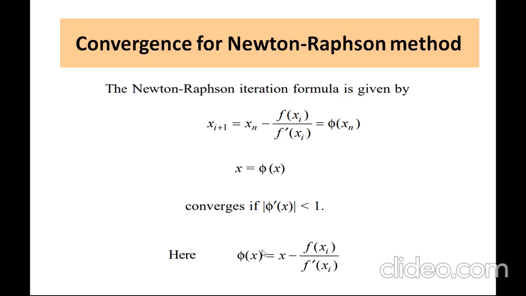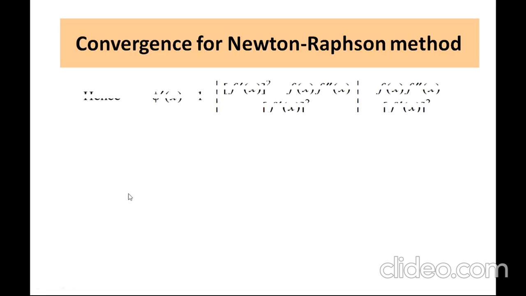Here we have just replaced the values, hence we get phi of x is equal to x minus f of x_i upon f dash of x_i. Now, to check the convergence condition, take the first derivative of phi of x.